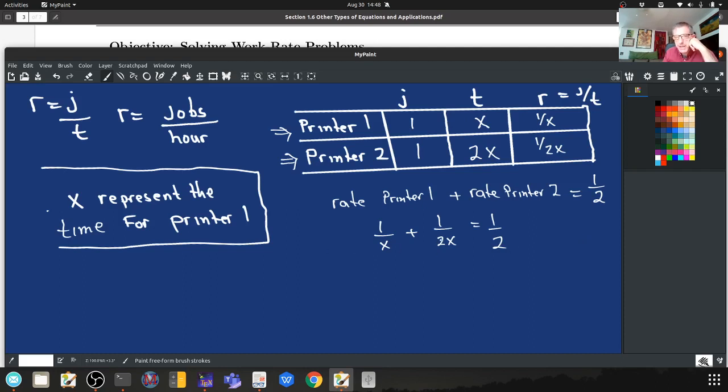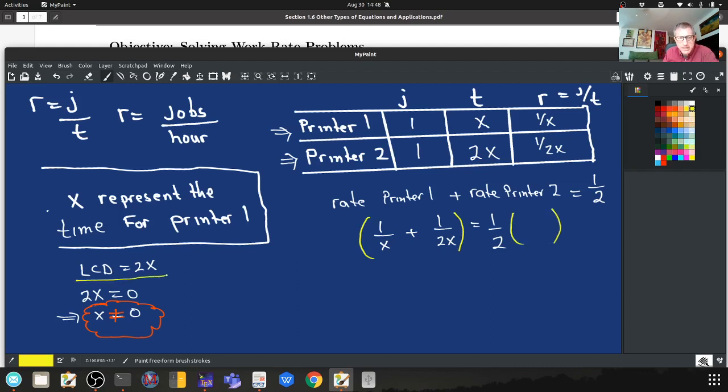So what is the LCD here? The LCD of x, 2x, and 2, I'm hoping you can see, is equal to 2x. So what values of x cannot be allowed? We'll set the LCD equal to 0, and that implies x is equal to 0. So I'm just going to keep in mind that x cannot be equal to 0 when I'm done. So as always, we're going to multiply both sides of our equation by the LCD.